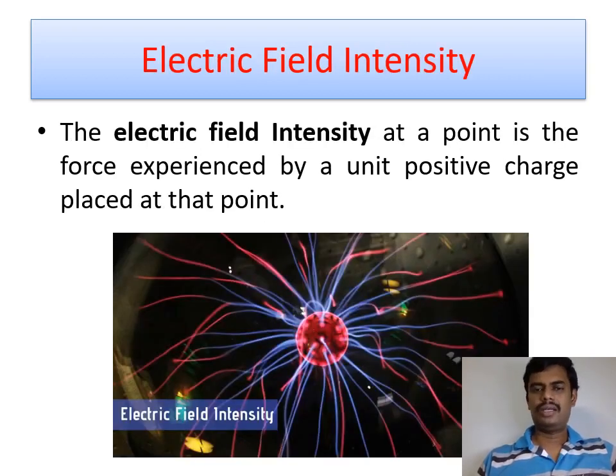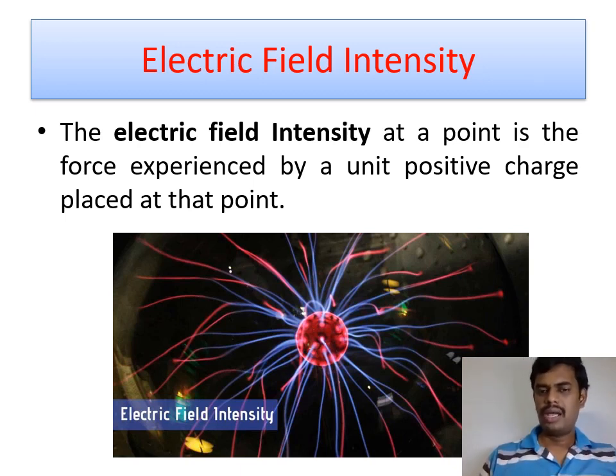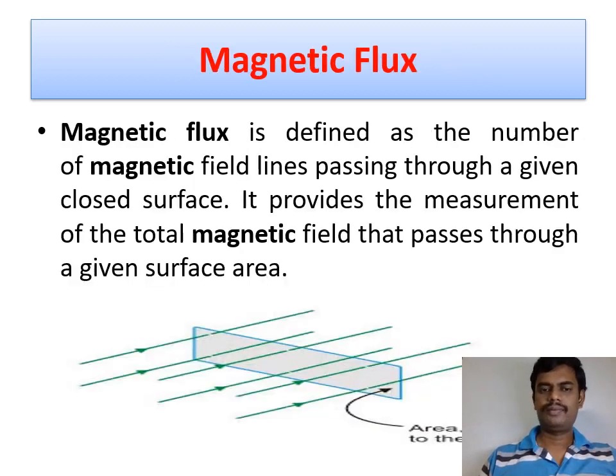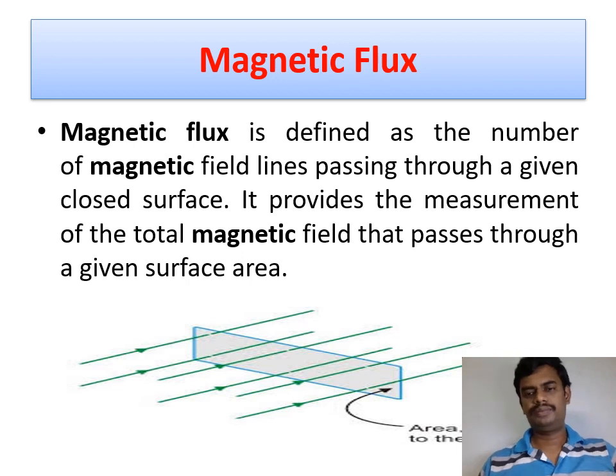Electric field intensity is, at a particular point, the force experienced by a unit positive charge. If a force is experienced by a unit positive charge at that particular point, how much force it experiences is called electric field intensity. Next is magnetic flux.